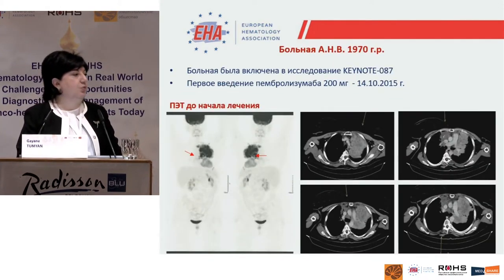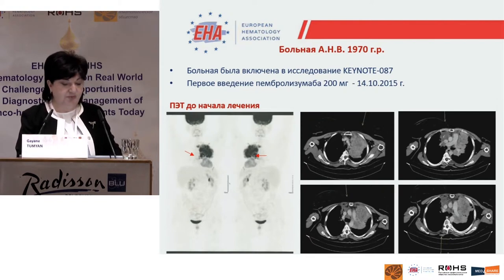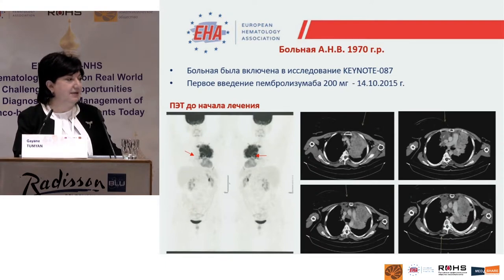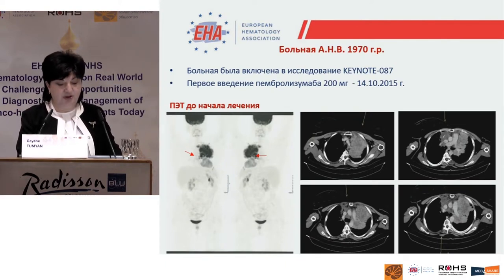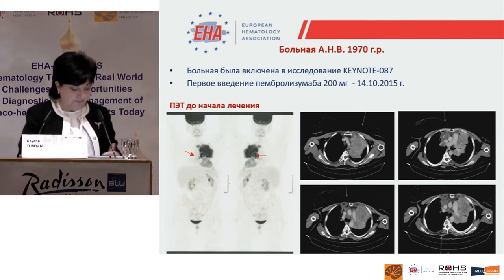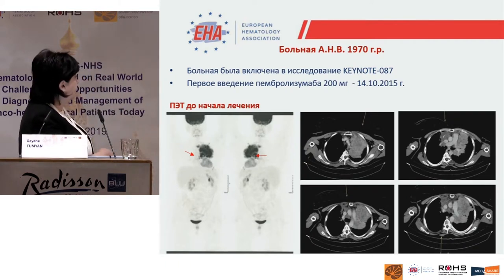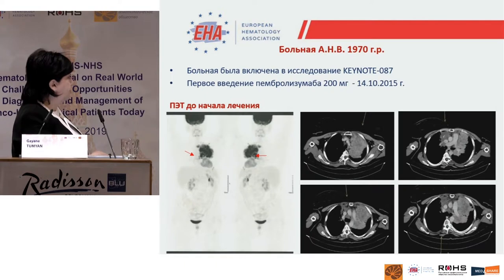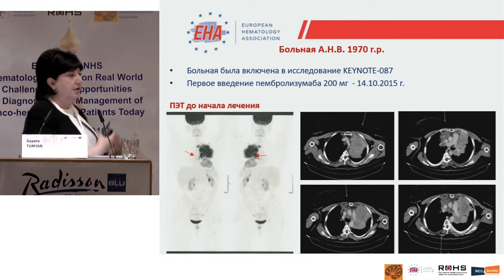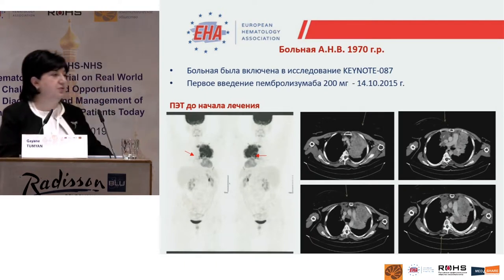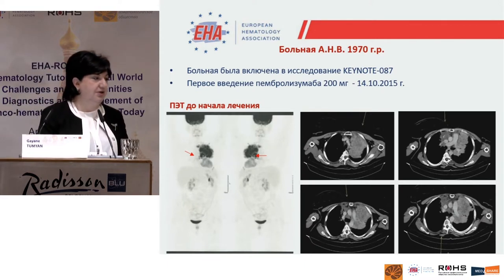Значит, у нас есть протокол, в который больную мы можем включить. Протокол Gate Note 087 как раз касается больных, которые имеют рецидив после аутотрансплантации, и это пембролизумаб 200 мг каждые 3 недели. Мы включаем больную в октябре 2015 года. Вот так выглядела ПЭТ-КТ этой больной до включения. Вы видите огромную опухоль, которая инфильтрировала медиастинальные лимфоузлы, прорастала в легочную ткань, было разрушение ребра, опухоль выходила на переднюю грудную стенку, вызывая очень большие клинические симптомы.